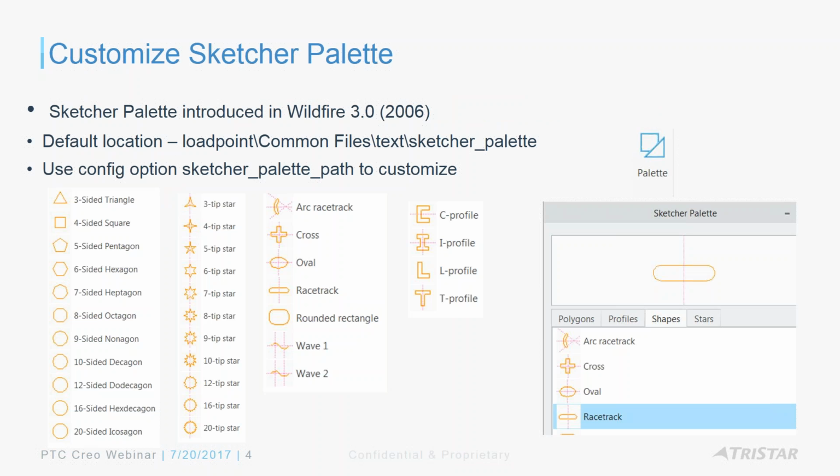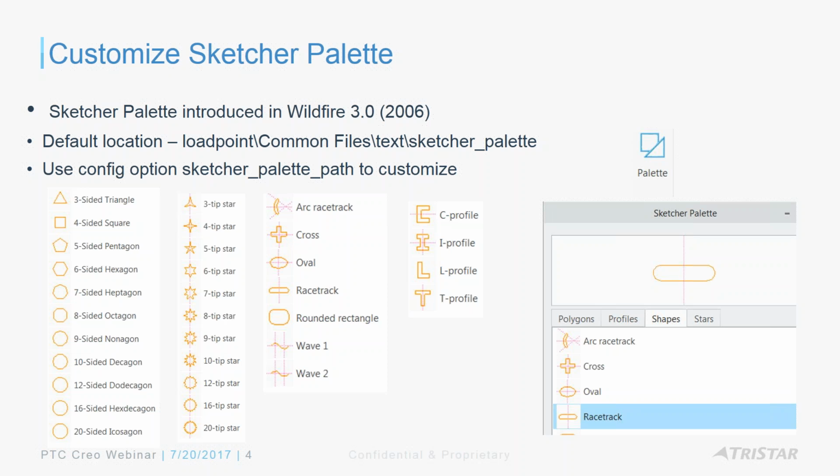First off, Sketcher itself. Some of you may be using it, but I've not seen a lot of people utilize the Sketcher palette. In my view, the Sketcher palette will really make you more efficient when you work inside of Creo Parametric. This has been there since Wildfire 3.0, way back in 2006, actually. So it's nothing new in Creo, but PTC gives you a lot out of the box. They have about 4 folders, as you can see, with polygons, profiles, shapes, and stars, what have you.